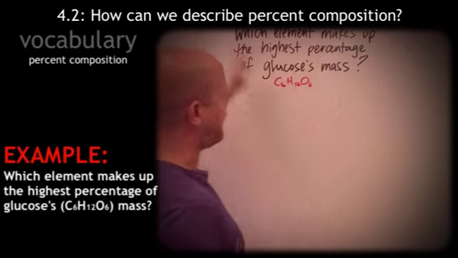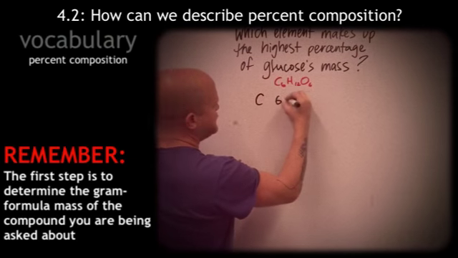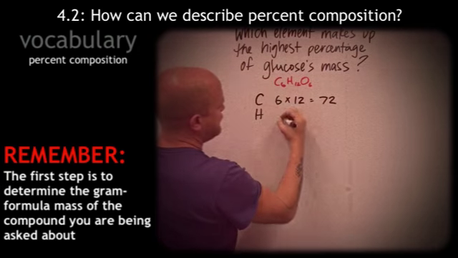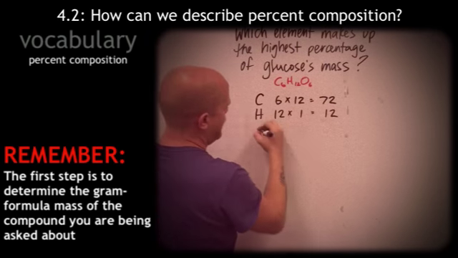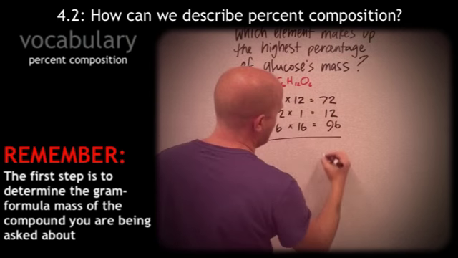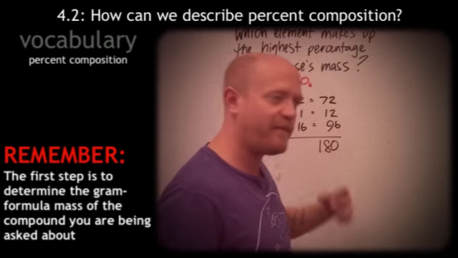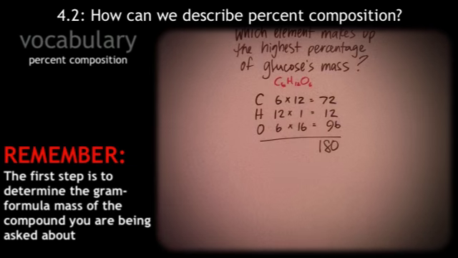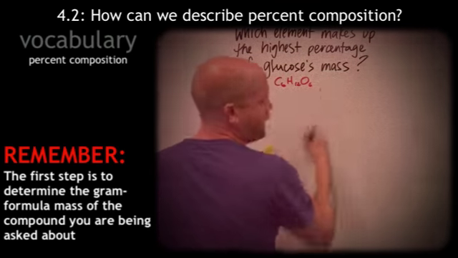But we're going to have to figure out a couple of things. First, we have to figure out the gram formula mass of glucose. So C is 6 times 12, which is 72. H is 12, which is the quantity, times 1 is 12. And oxygen is 6 times 16, which is 96. Add them all up and you got 180. I've done it so many times, I got that number in my head. Okay? So let's get rid of this nonsense right here, because we don't need it anymore. We know that it is 180 grams per mole.